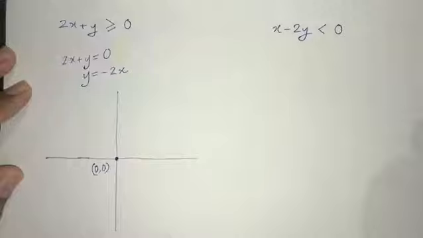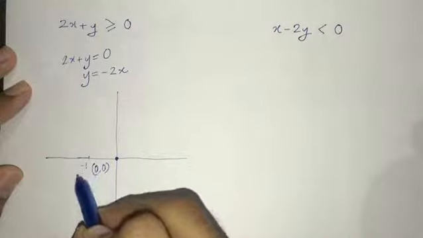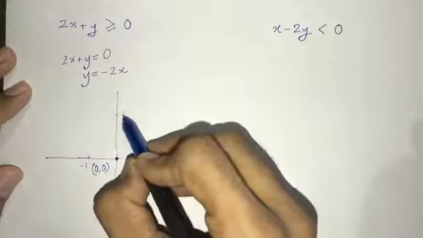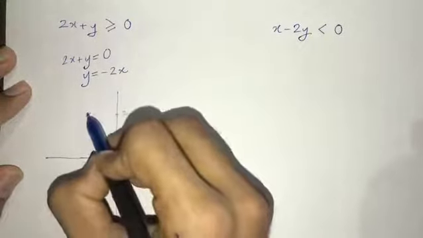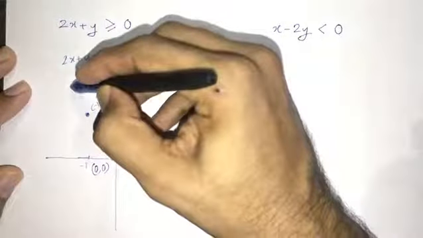We want one more point. We can take x as minus 1. Then the output which we get is 2. So we get minus 1 comma 2. So this is the straight line.